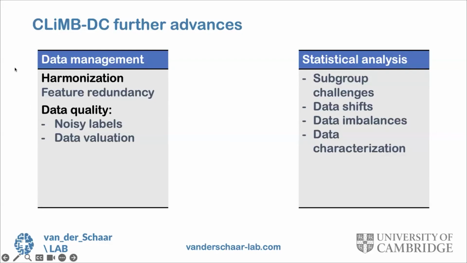But of course, Climb DC does a lot more than just what we showed today. It does a number of different data management techniques, which include harmonization, looking at feature redundancy, and also a lot of different machine learning types of data management tasks. In terms of statistical analysis, it also does a lot with subgroup analysis and subgroup challenges, very technical machine learning methods, looking at data shifts as well as data imbalances and data characterizations.